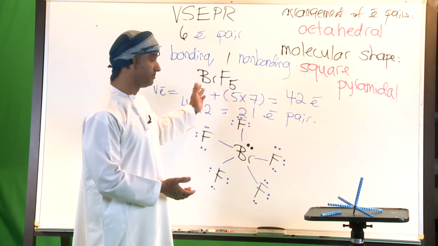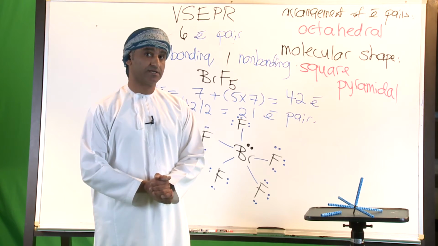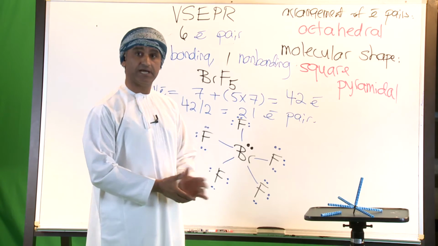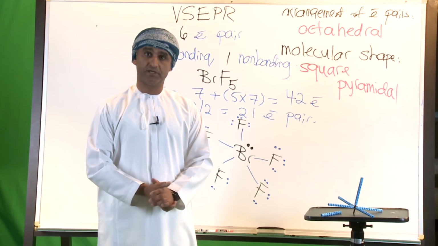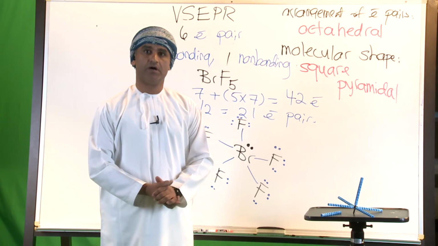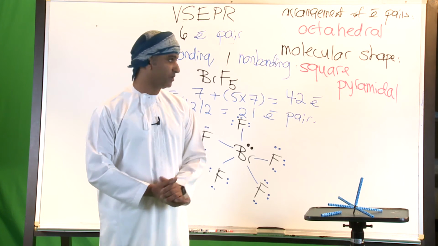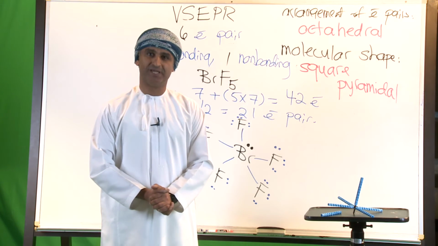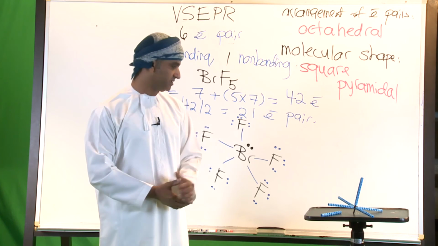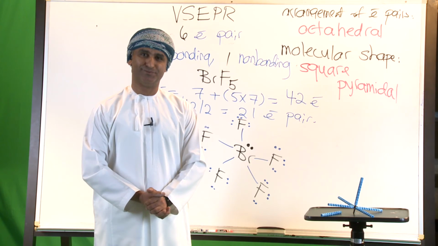To conclude, in the bromine pentafluoride 6 electron pair case, 5 electron pairs are bonding, 1 of them is non-bonding. The orbital shape, or the arrangement of electron pairs, is octahedral, whereas the molecular shape is square pyramidal, and that's due to the presence of a lone pair on the central bromine atom.